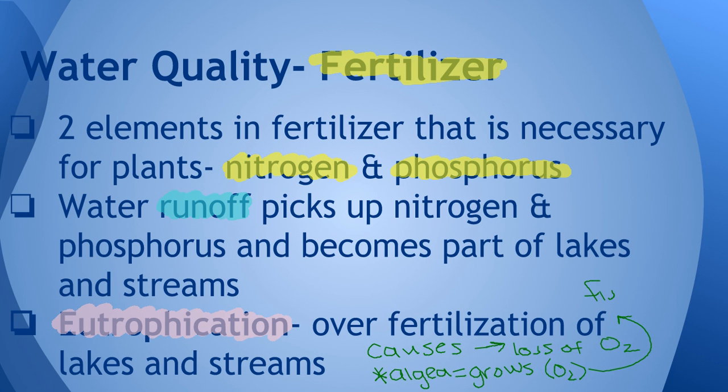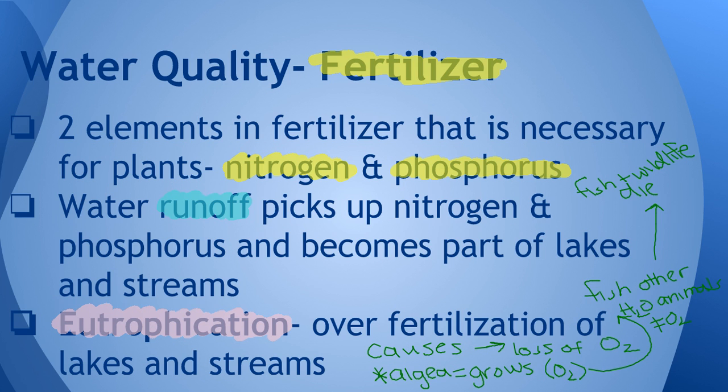fish and other things that live, other water animals, do not have enough oxygen. And not having enough oxygen means that fish and wildlife die.